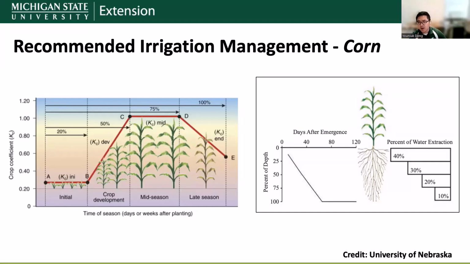The right graph shows the percentage of water extraction, and this applies to a lot of different crops. As a rule of thumb, about 70% of the moisture extracted by roots is obtained in the top half of the root zone, about 20% from the third quarter, and about 10% from the soil in the deepest quarter of the root zone. So keep in mind that about 70% of the moisture is extracted by the top 50% of the root depth.